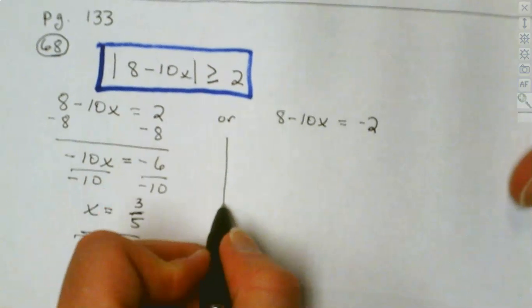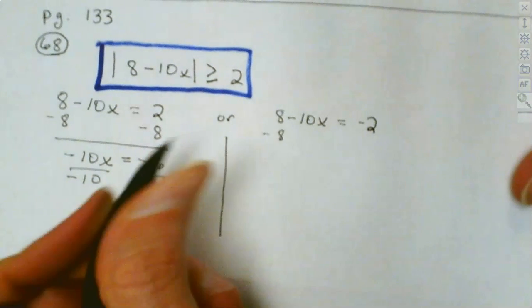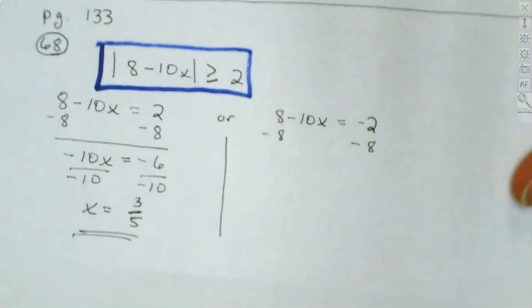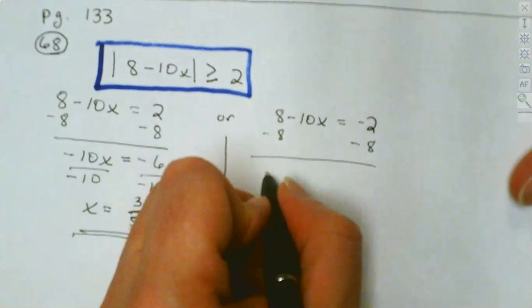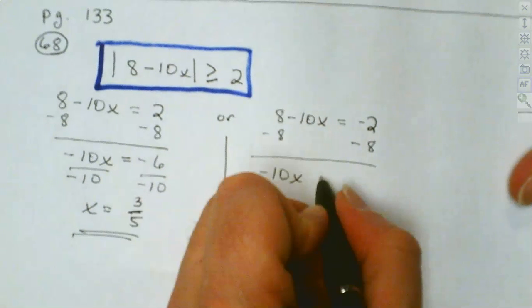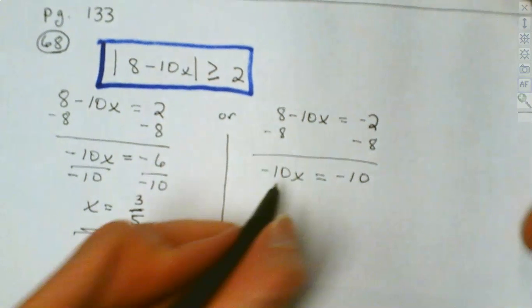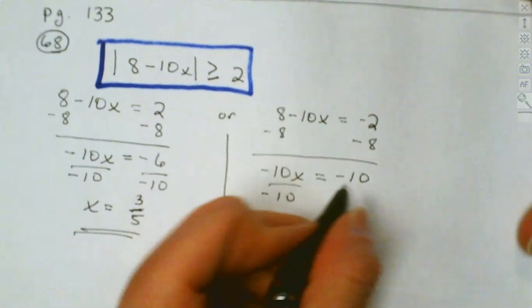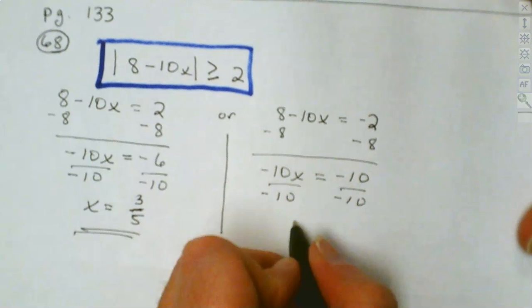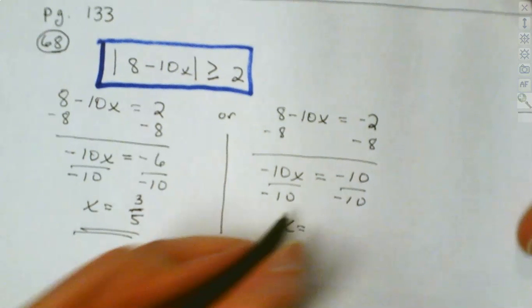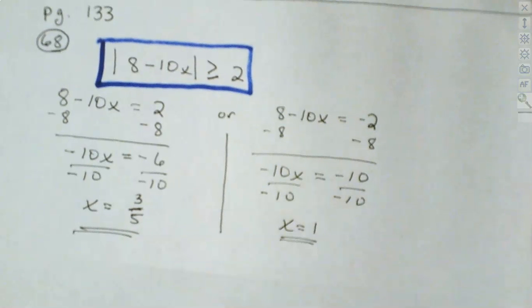Now we'll do the other one. Move the 8 over. -10x equals now a -10. Divide by your -10 and watch your signs. Negative and negative makes it a positive 1.